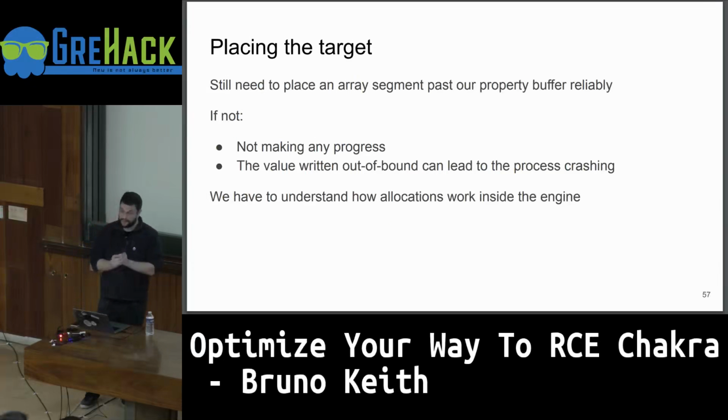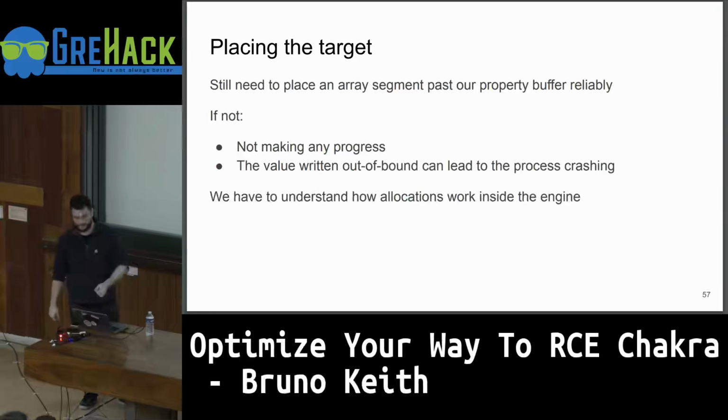Now the second thing I talked about: we have this array segment that looks super interesting to place in memory and overwrite. The question is, can we actually place it where we want it so that we overwrite the first field? If we're not able to do that, we're not really making any progress. We also have to keep in mind that no matter what, the value will be written out of bounds. So if we don't control what's overwritten, we might overwrite whatever and crash the engine altogether, which is something we want to avoid.